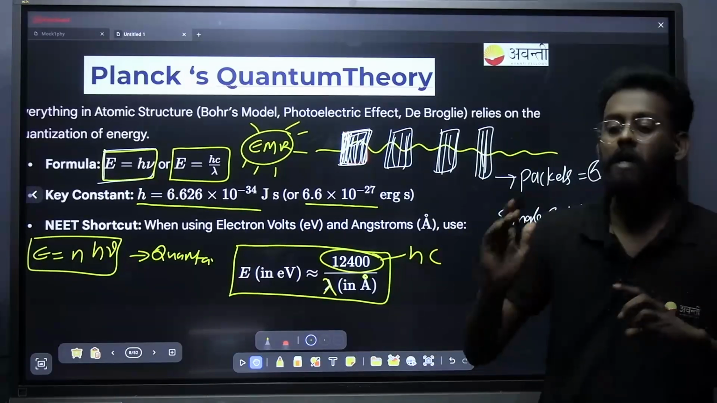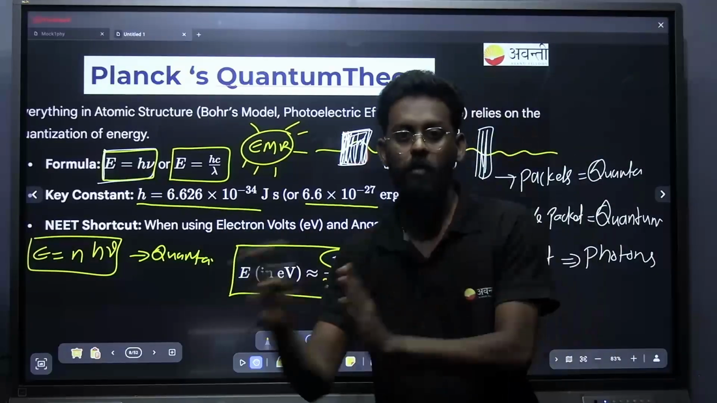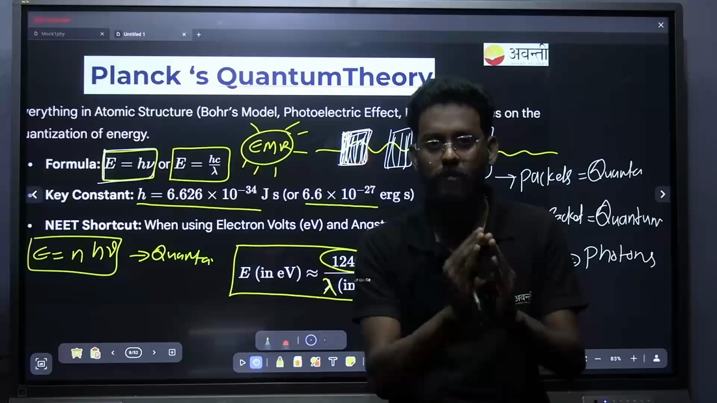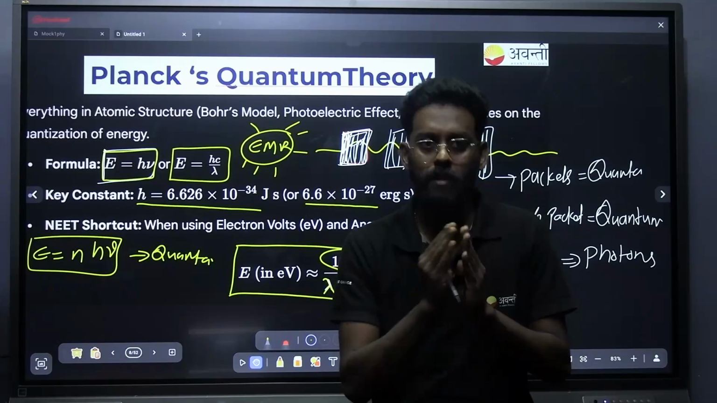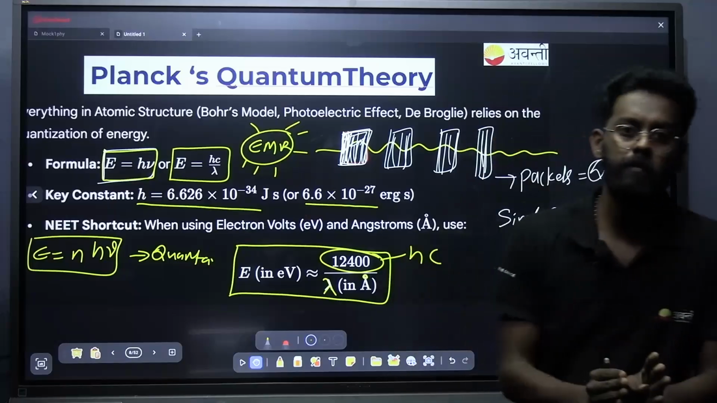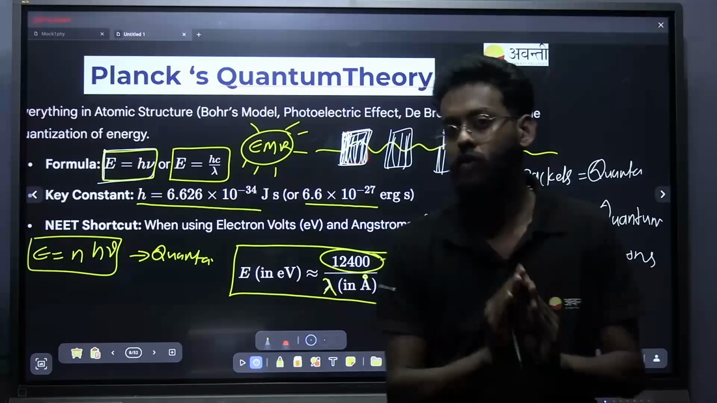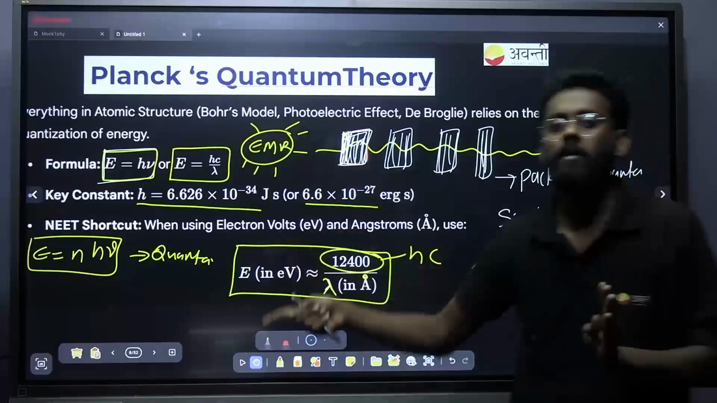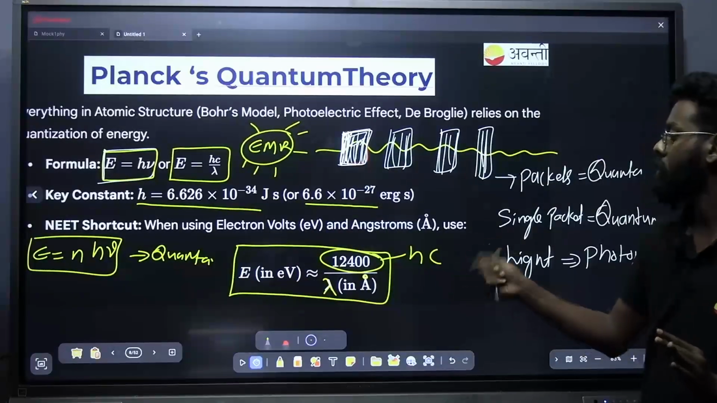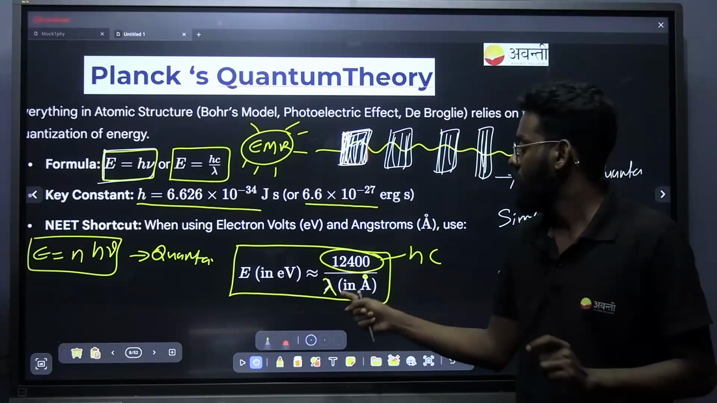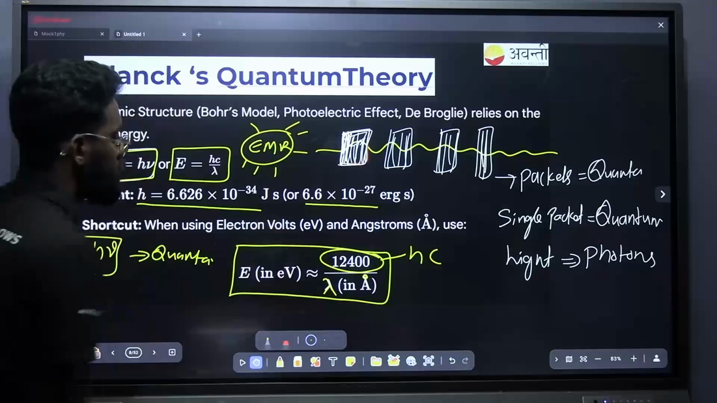According to Planck's quantum theory, energy is not continuously flowing. It is flowing in packets of energy, and each packet's energy is fixed. It is equal to h nu. That is the only thing. And this single packet we call a quantum, and for packets we call them quanta. That is the only thing. And for the equation hc, we can give the value as 12400 if the energy is in electron volt and the lambda value is in angstrom. And if you got electron volt, how can we convert it to joule?